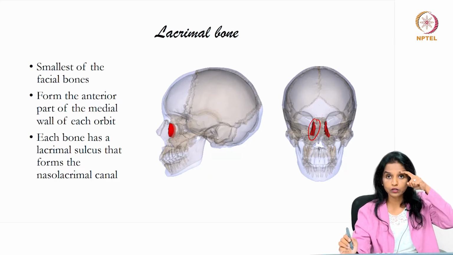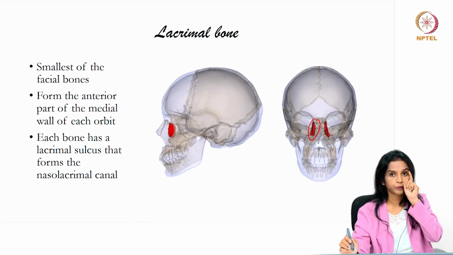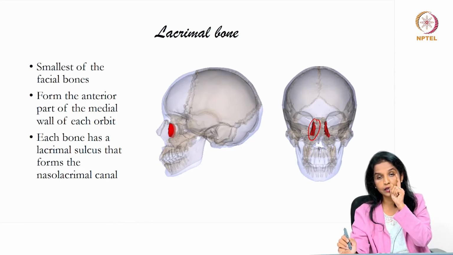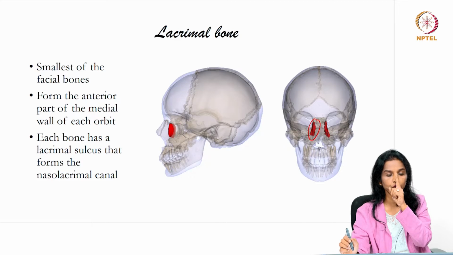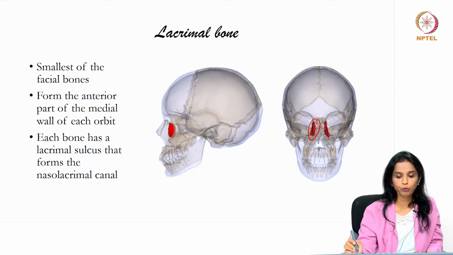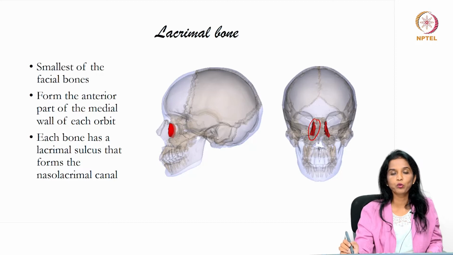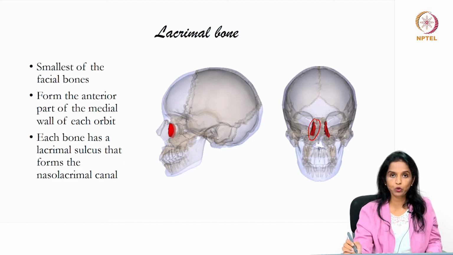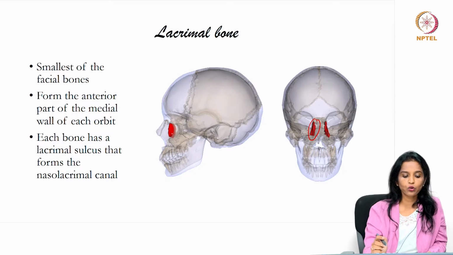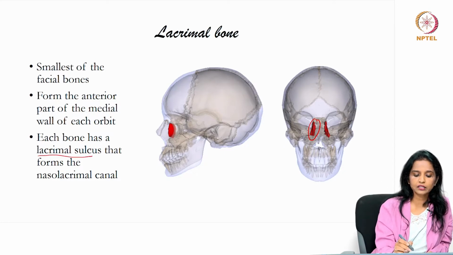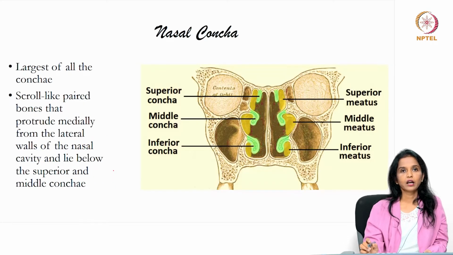So far we saw the supraorbital margin formed by the frontal bone, and then the lower lateral part being formed by the zygomatic, and now we have come into the midline part, the medial part. The anteromedial part is formed by your lacrimal bone, and each bone has a lacrimal sulcus that forms the nasolacrimal canal. So this is a very small bone among the facial bones, and it contributes to the anterior medial wall of the orbit, and the bone also has the lacrimal sulcus which forms the nasolacrimal canal.